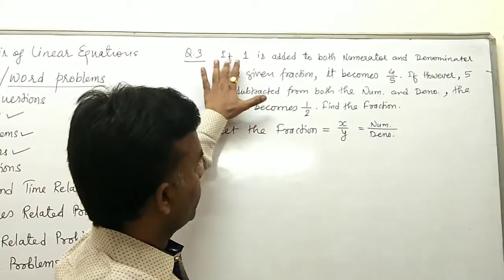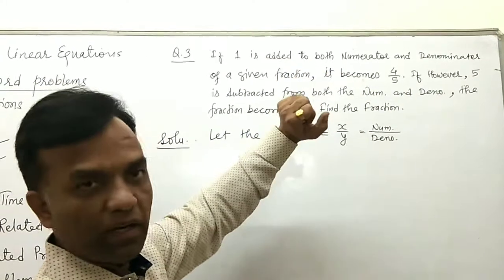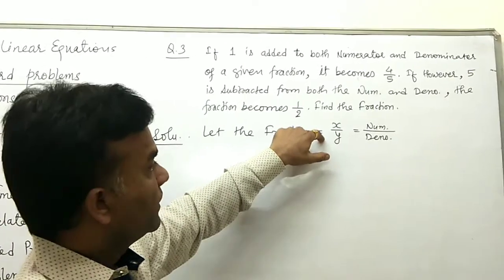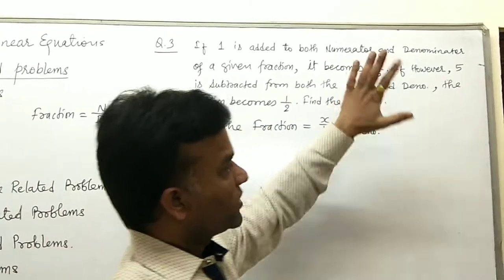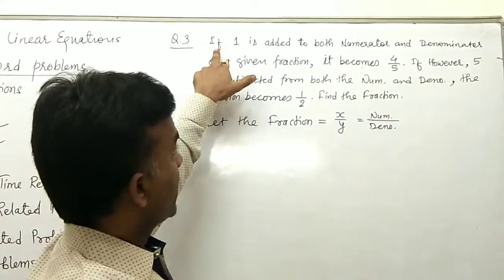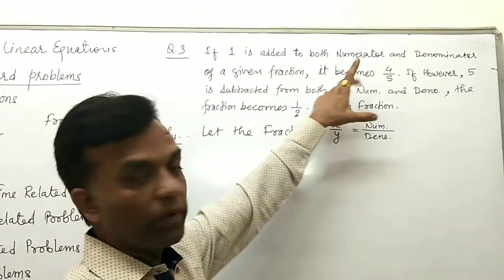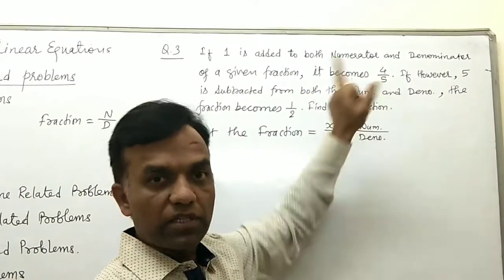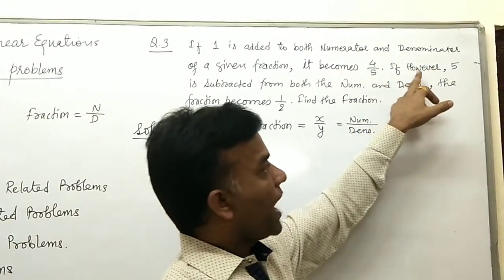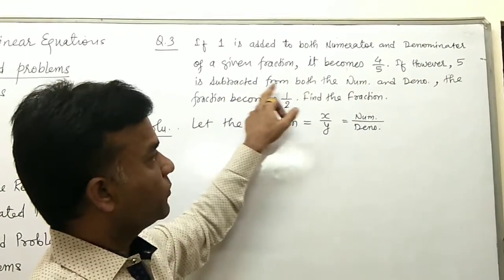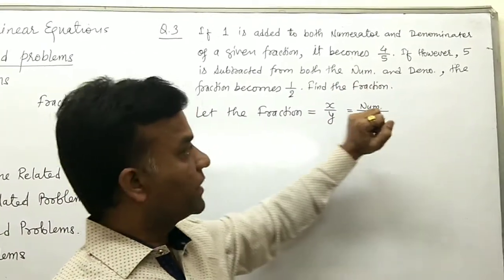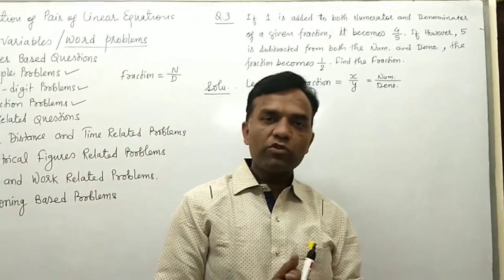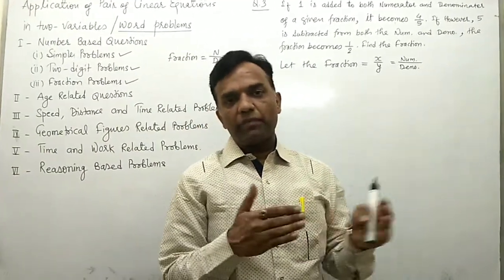So first you read out: if 1 is added to both numerator and denominator of a given fraction, it means now you have x by y, so it becomes 4 by 5. So the first condition is over, again I read it here. If 1 is added to both numerator and denominator of the given fraction, it becomes 4 by 5. This is the first condition. And now if 5 is subtracted from both the numerator and the denominator, the fraction becomes 1 by 2. Find the fraction.